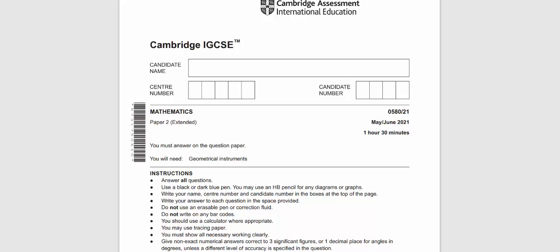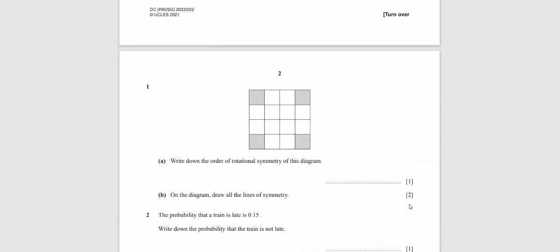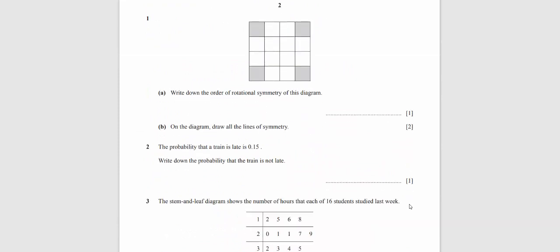In today's video, I want to show you how to do this Cambridge IGCSE paper 2 for the extended mathematics. So this is from May or June 2021. So let's look at number 1.